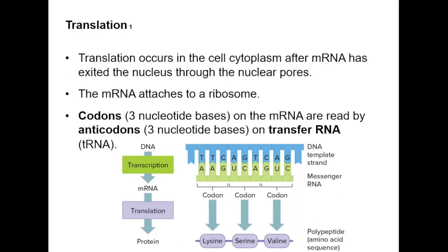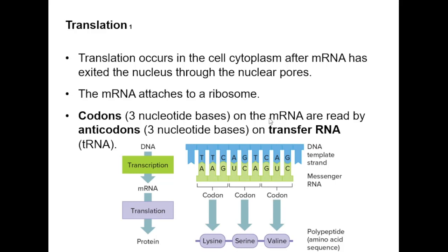In translation, this occurs in the cell cytoplasm. Remember, your mRNA exited the nucleus through the nuclear pore. And what produces your protein? Your ribosome. So the mRNA will attach to a ribosome. And where does this happen? This commonly happens in the rough endoplasmic reticulum.